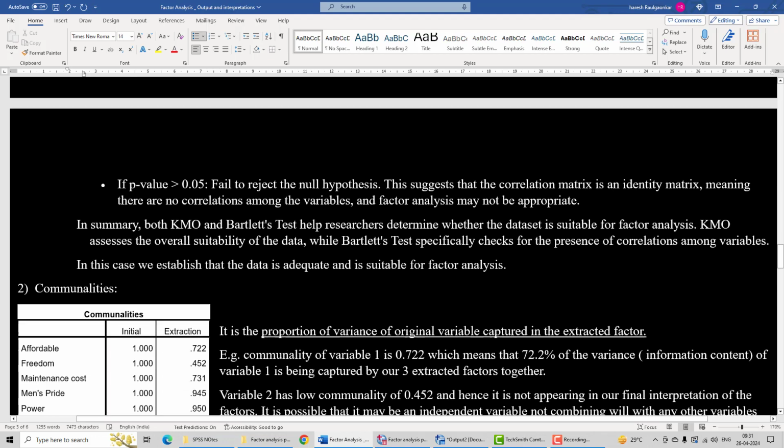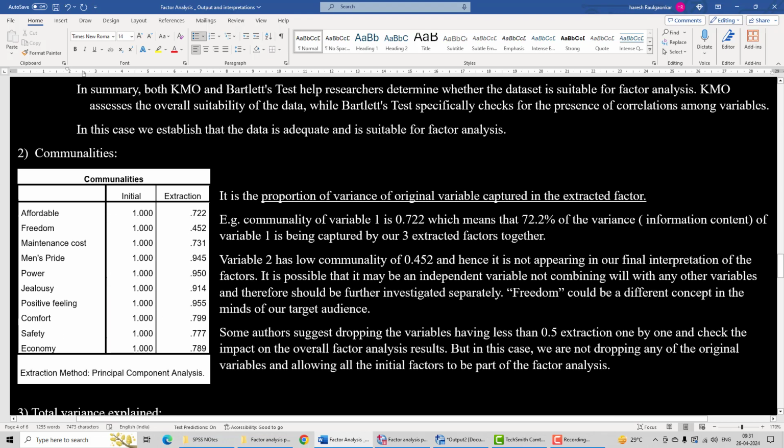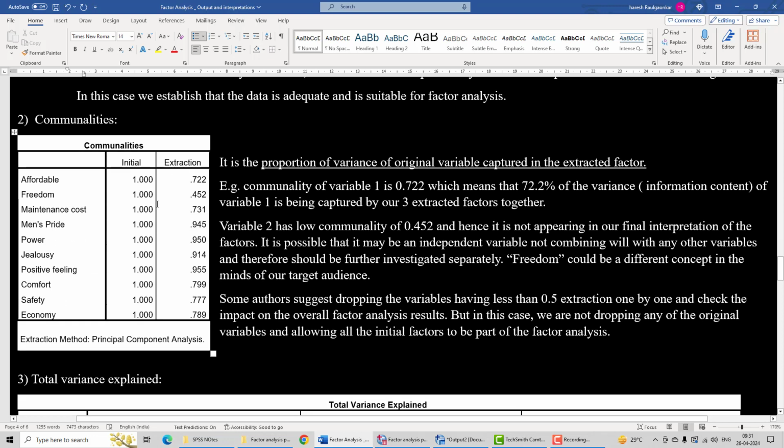Right. So now we come to the next table, which is communalities. In this the extraction values show how much of these original variables are extracted into the factors. So if you see, most of the variables are extracted more than 0.7, but only one variable, freedom, is extracted 0.452, which is a poor extraction.